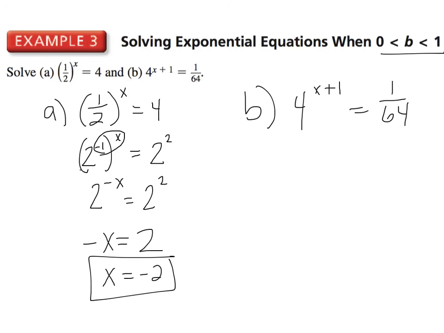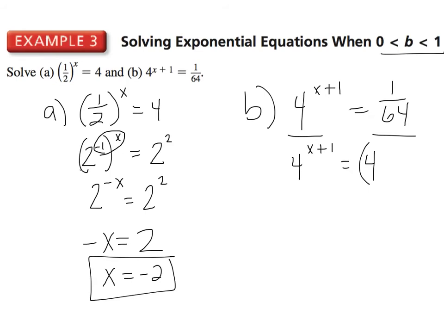So try to do the next one by yourself. How could I rewrite 4 and 1/64? Now, you could rewrite them as a base of 2. But 4 to the third power does give you 64. So you could leave it as 4 to the x plus 1. But 4 to what power would give you 1/64?